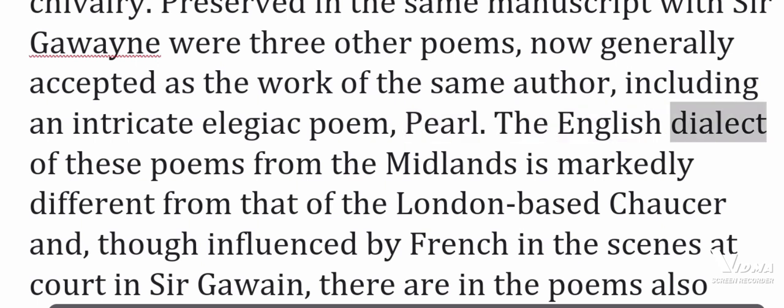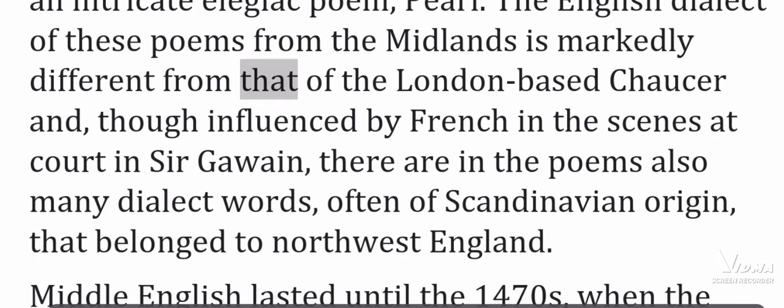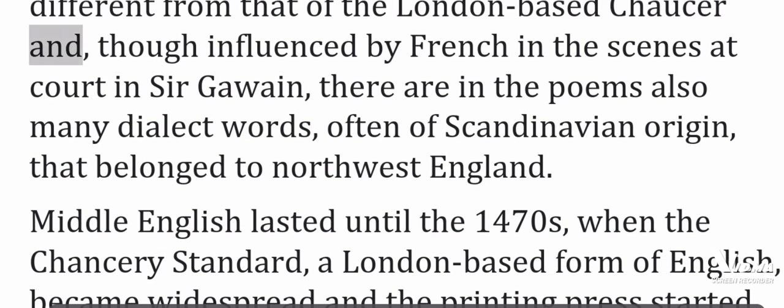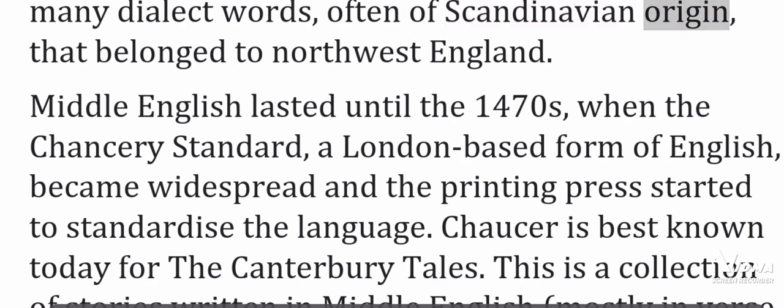The English dialect of these poems from the Midlands is markedly different from that of the London-based Chaucer and, though influenced by French in the scenes at court in Sir Gawain, there are in the poems also many dialect words, often of Scandinavian origin, that belonged to northwest England.